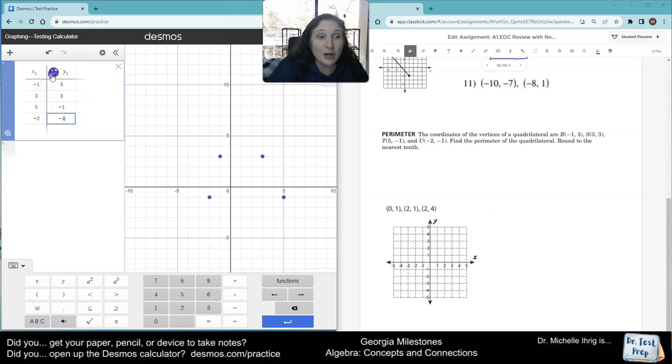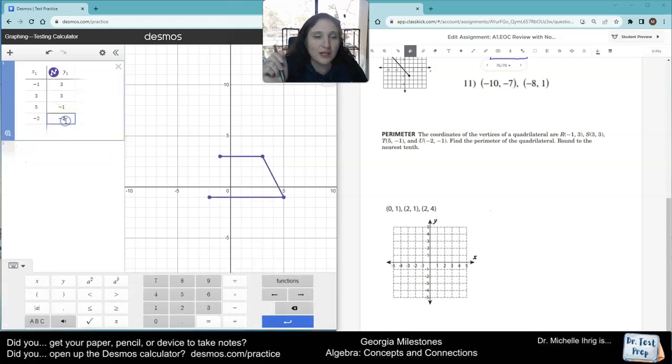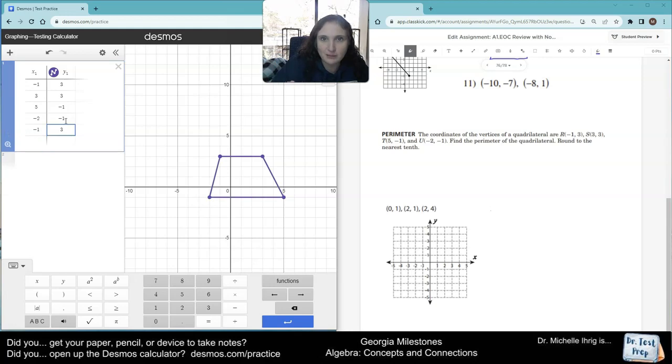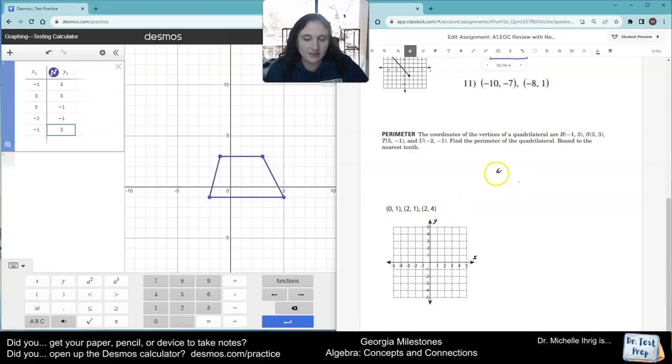And then I'm going to long press this and connect the lines, but look at how it doesn't make a complete shape. So what you'll want to do is just retype the first point, and that way it makes a complete shape. Now, real quick, let me copy and paste this over.